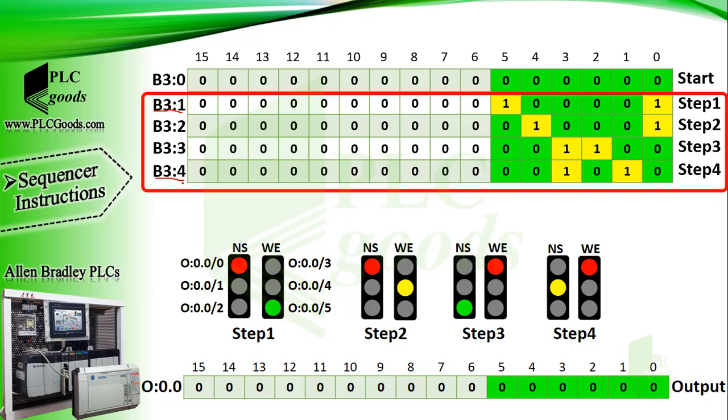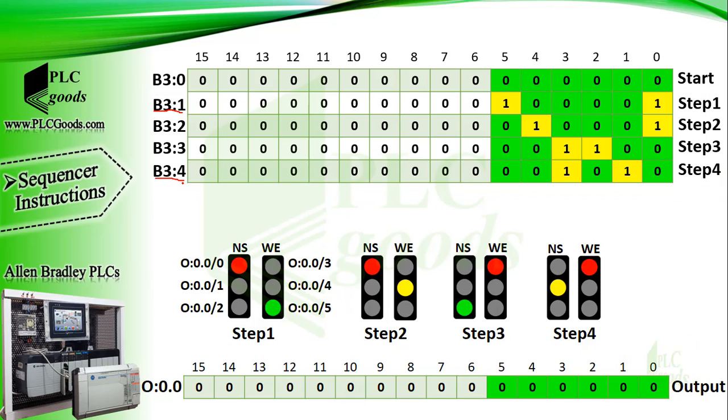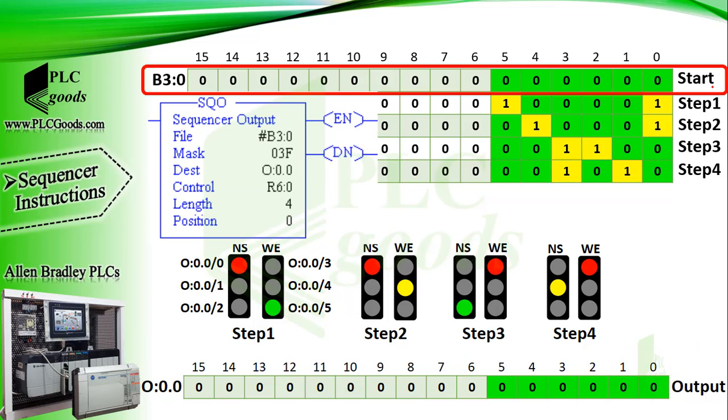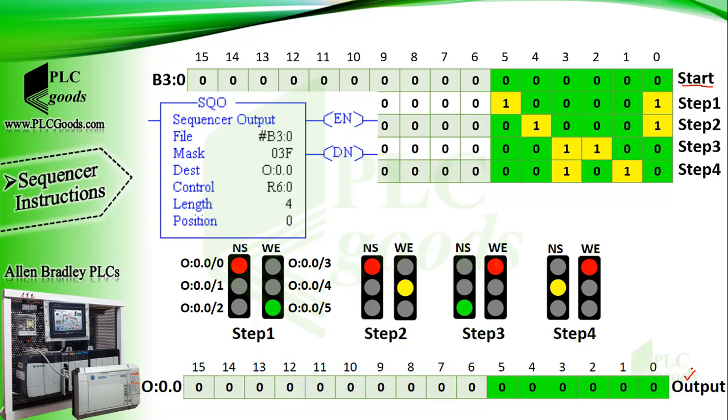Words B3:1 to B3:4. Now, I can use the SQO instruction to move the first word, the start condition, to the output. So, based on the start word, all outputs will be 0. Then transfer step 1 to step 4 to the output address, and repeat the sequence. For example, at step 4, this bit of the output will be activated.